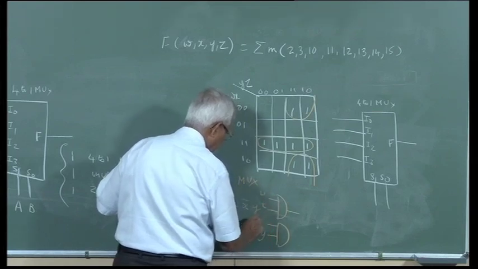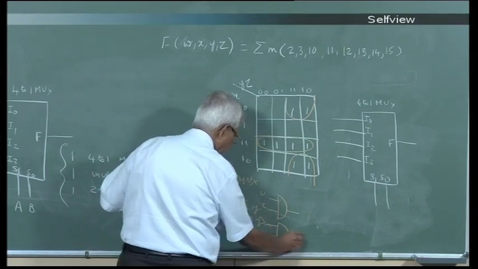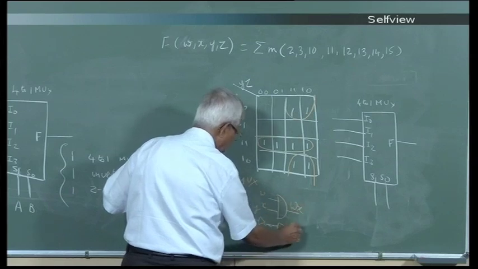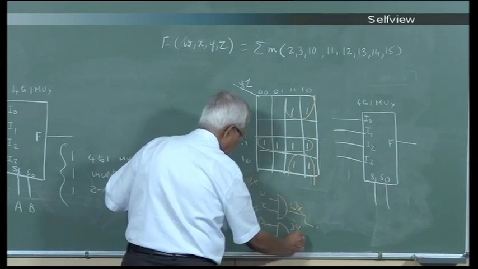X goes through an inverter. This is Wx, x bar y, OR gate.